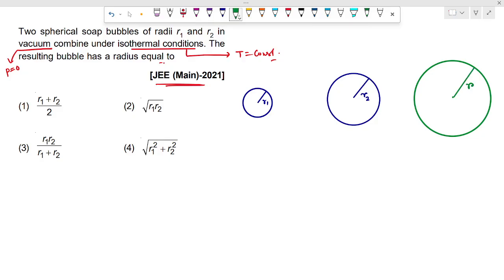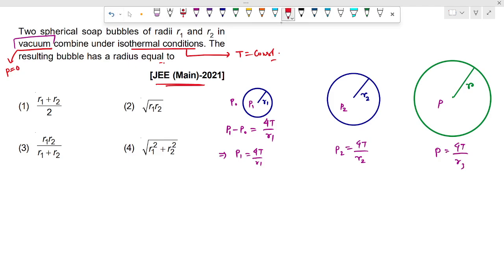Let the resulting bubble have radius R. From here we can write the excess pressure. The pressure inside is P1, here P2, and here P. So P1 minus P naught equals 4T by R1, since this is a bubble. Here the atmospheric pressure is 0 because it is vacuum, so P1 equals 4T by R1. Similarly, P2 equals 4T by R2, and P equals 4T by R.